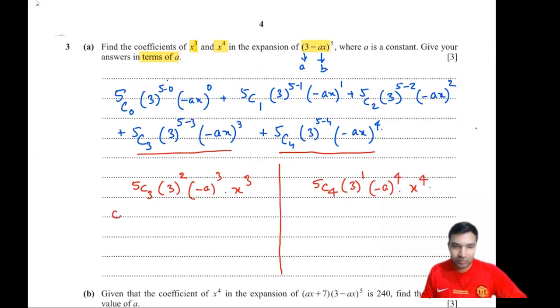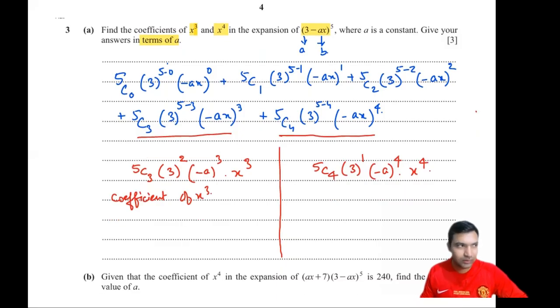And therefore, if I talk about the coefficient of x cube, that's 5C3. So 5C3 turns out to be 5 factorial over 3 factorial times 2 factorial, that's 10, times 9, times negative a cube. So negative will be outside, times x cube. So this becomes negative 90a cube. So that's the answer for the coefficient of x cube.